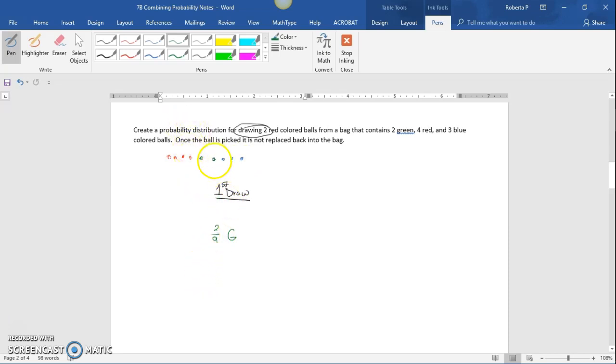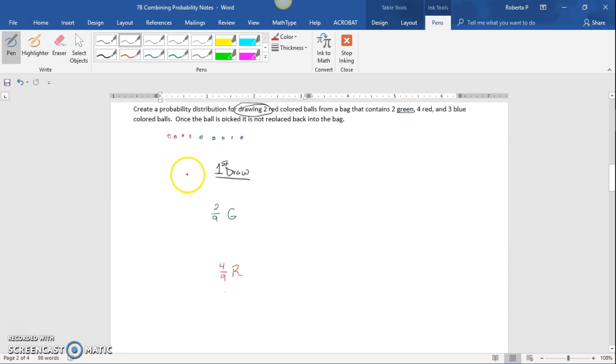So we could have done that, or we could have pulled out a red ball. And if we did that, we have 4 of those out of 9. Or lastly, we could pull out a blue one. So we could have pulled out a green, or a red one, or a blue one, and the blue one would be 3 out of 9 is the probability for that.